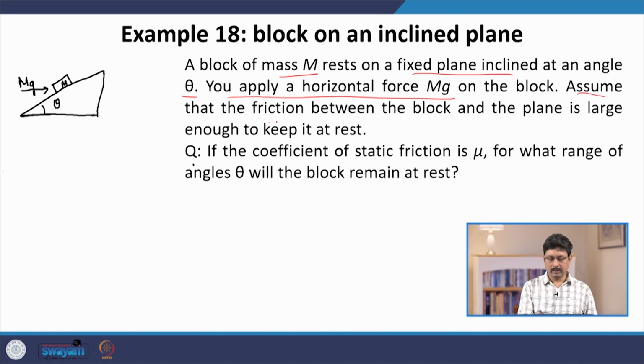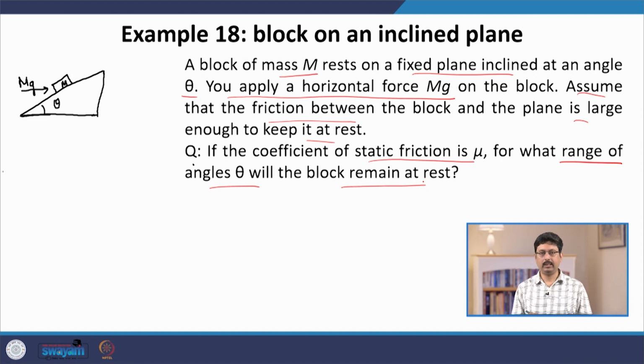Assume that the friction between the block and the plane is large enough to keep it at rest. So, this is still a statics problem. The block is motionless. The question is, if the coefficient of static friction is mu, for what range of angles theta will the block remain at rest? Note that it does not ask for a single value of theta, but a range of theta.